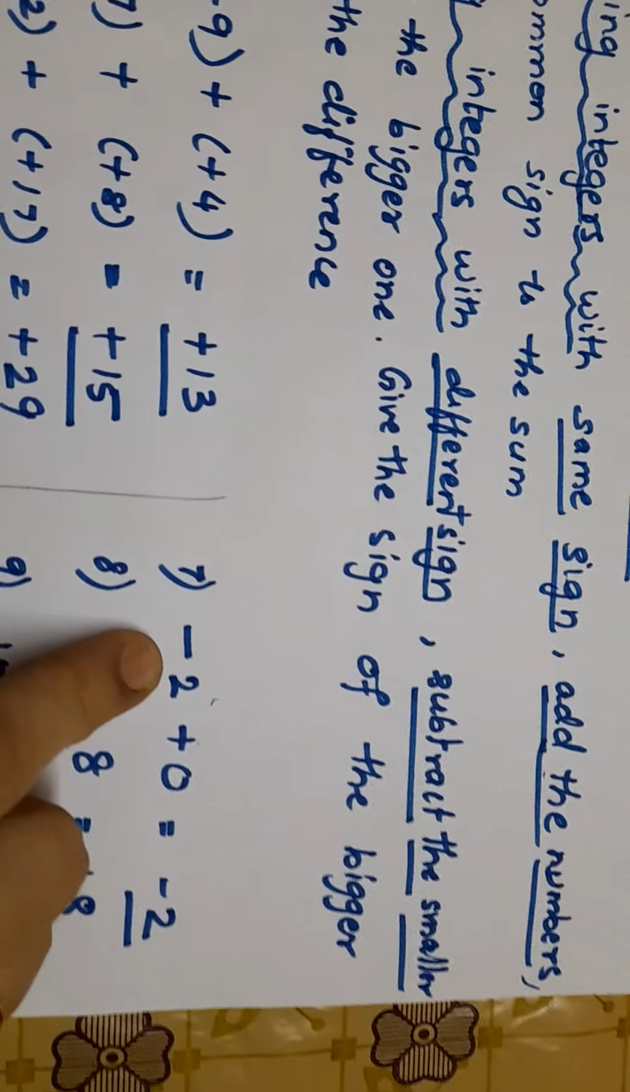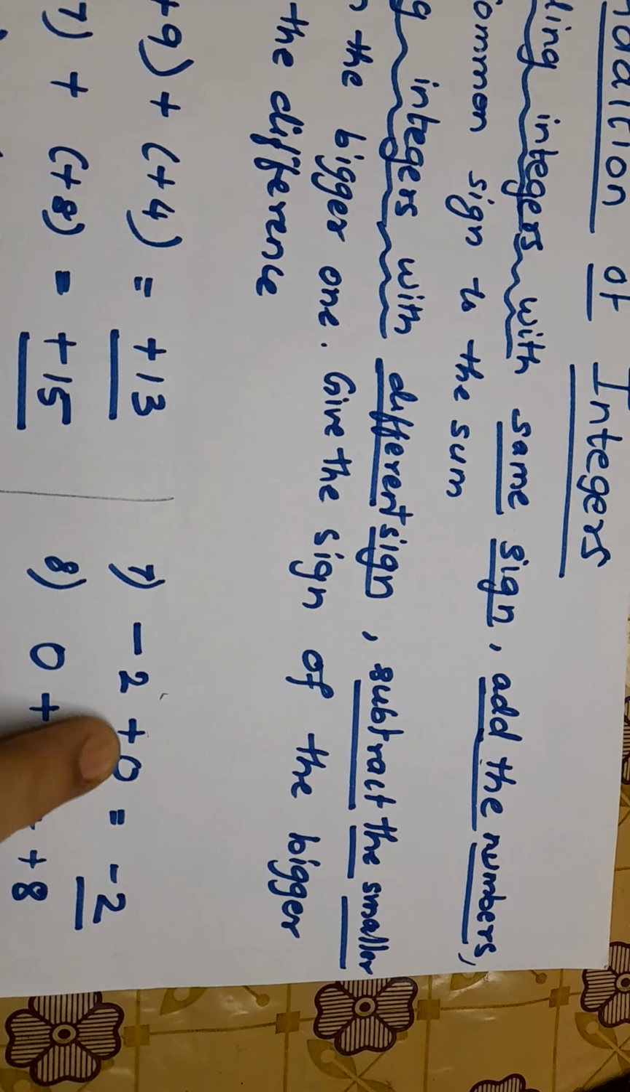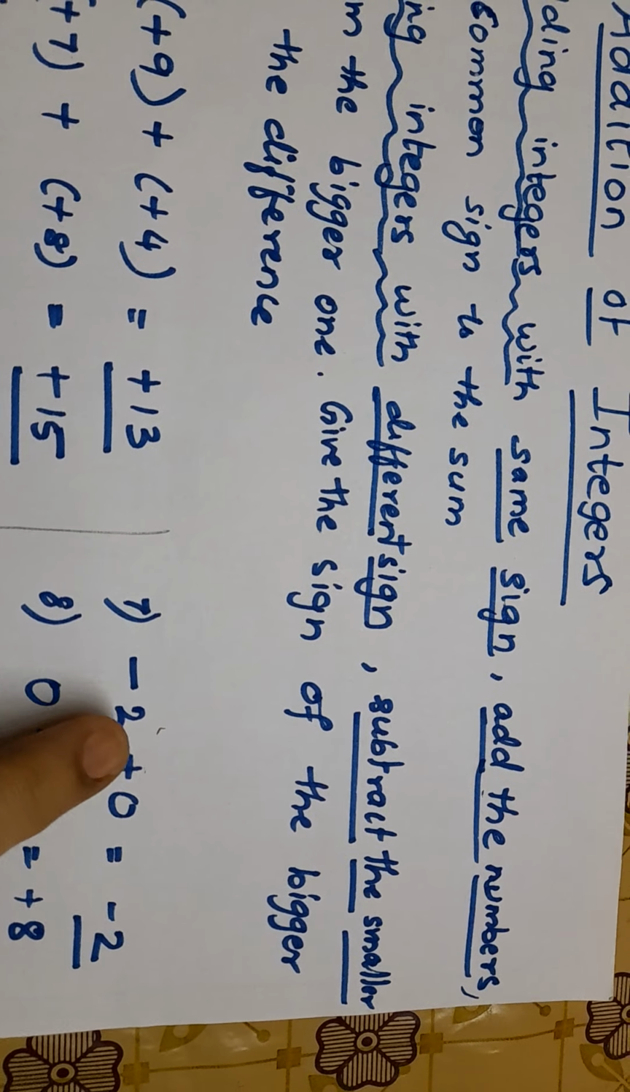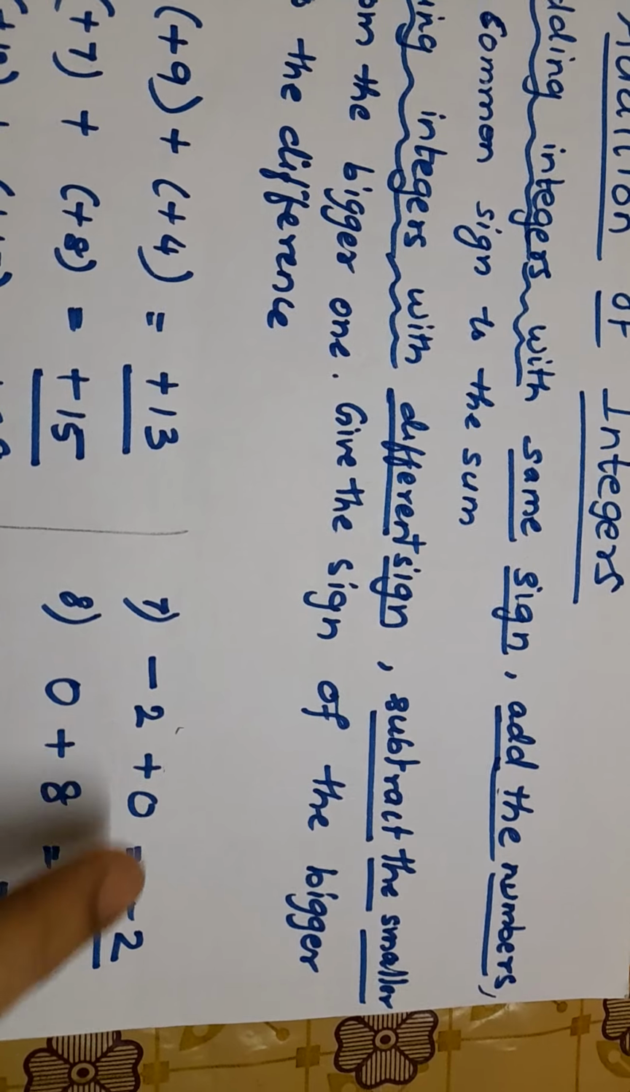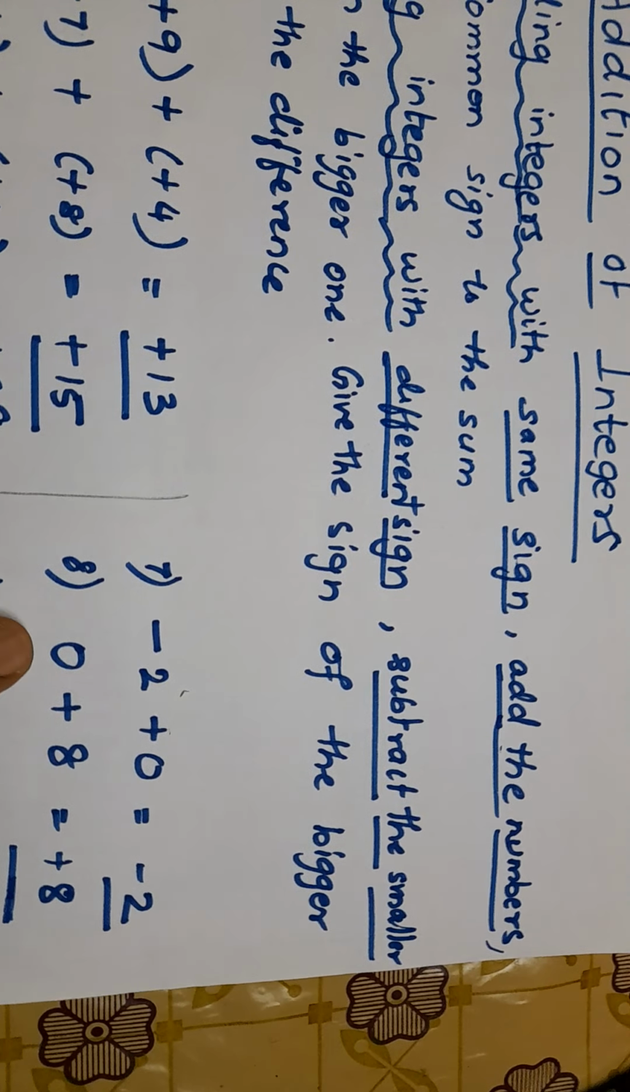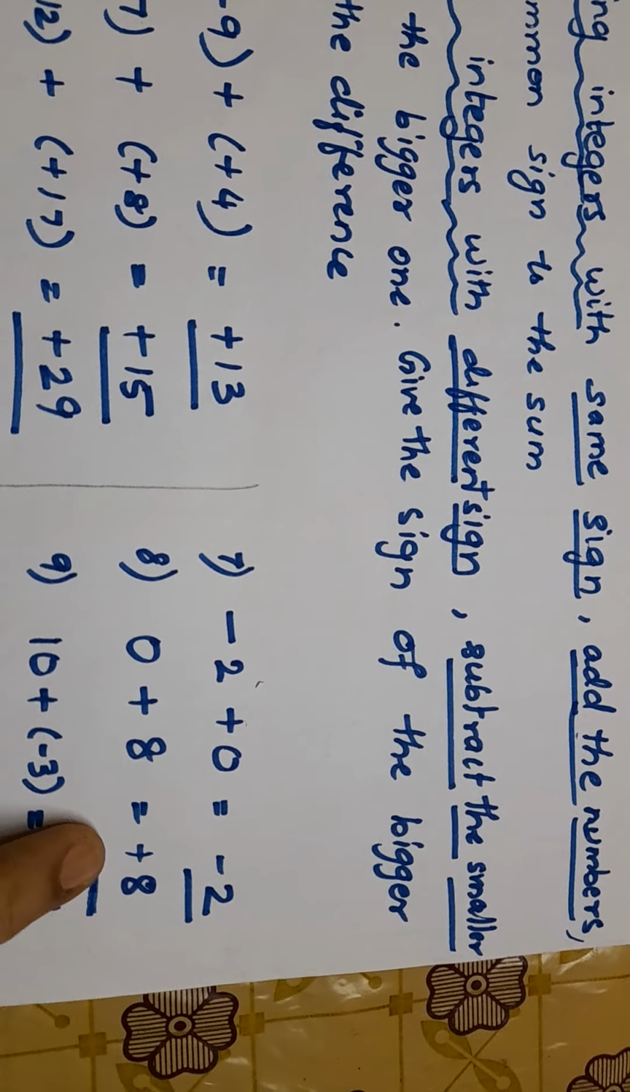Now here, minus 2 plus 0. If you add 0 to any number, the answer will be the same as it is. So minus 2 plus 0 will be minus 2 only. And 0 plus 8, the answer will be the same, plus 8.